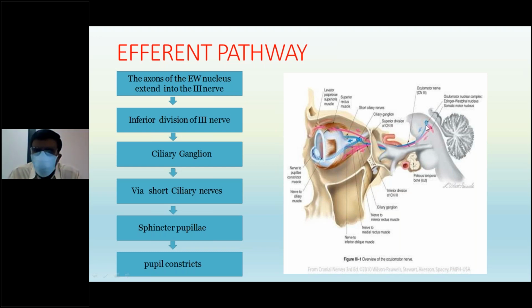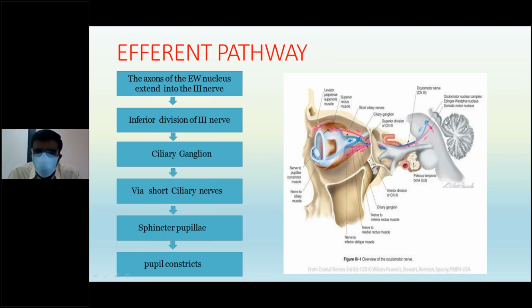From the Edinger-Westphal nucleus, the light reflex travels through the inferior division of the third nerve to the ciliary ganglion, then to the short ciliary nerves. Via the short ciliary nerves, it reaches the sphincter pupillae and constricts the pupil. This is the efferent pathway.